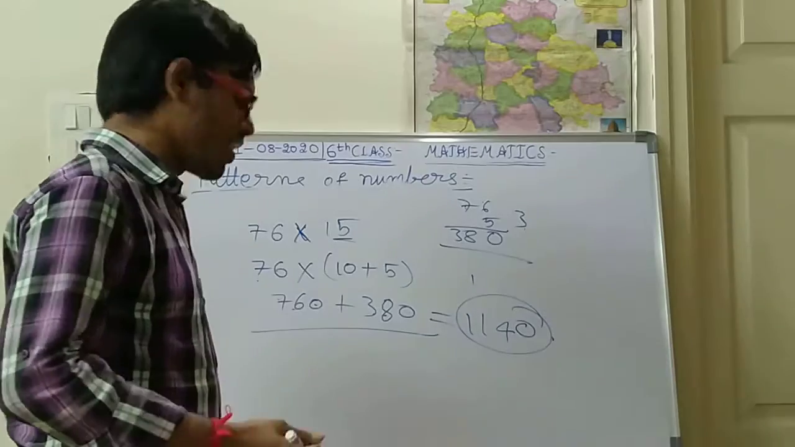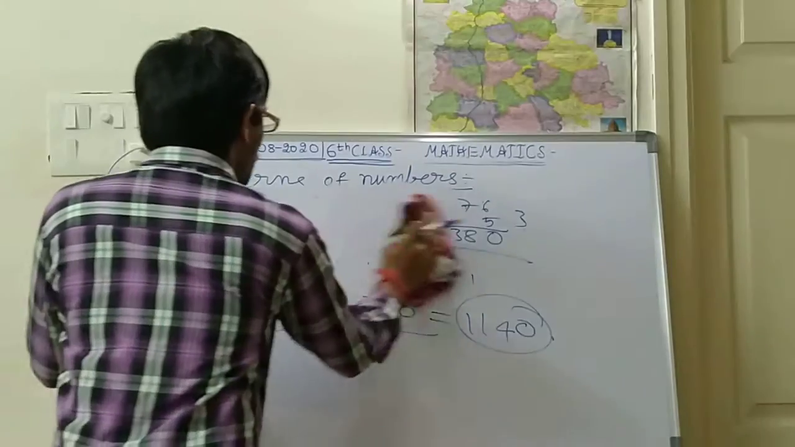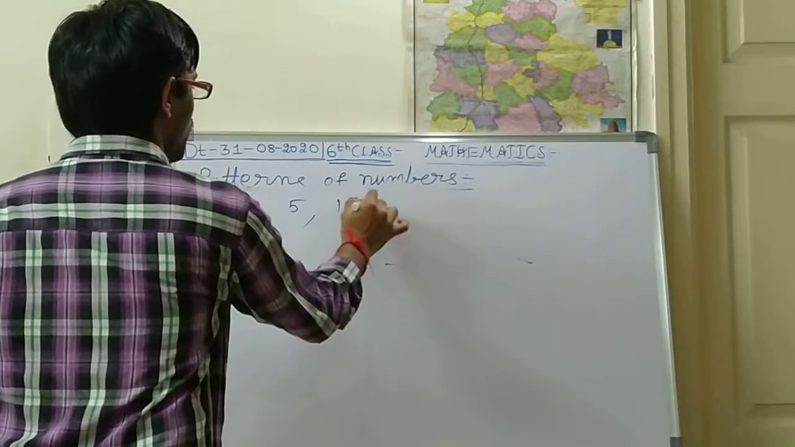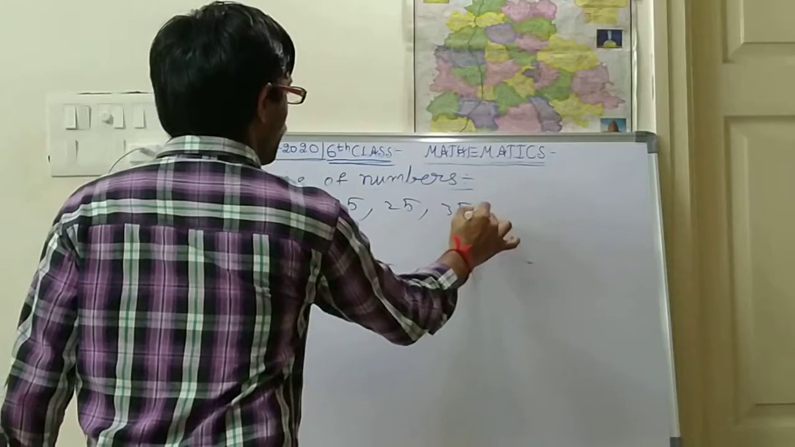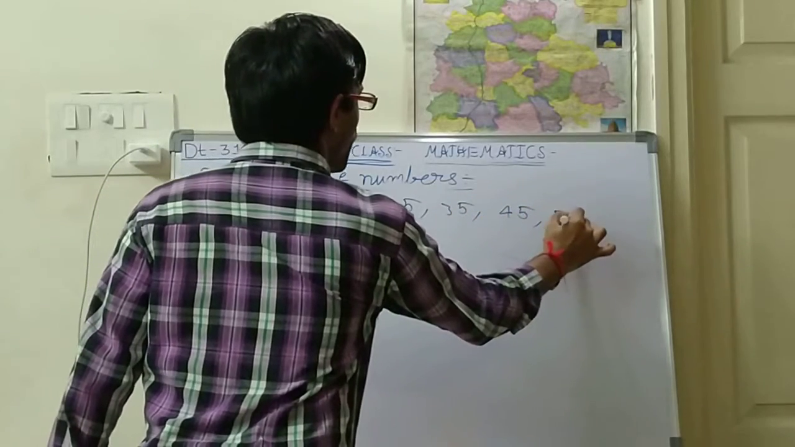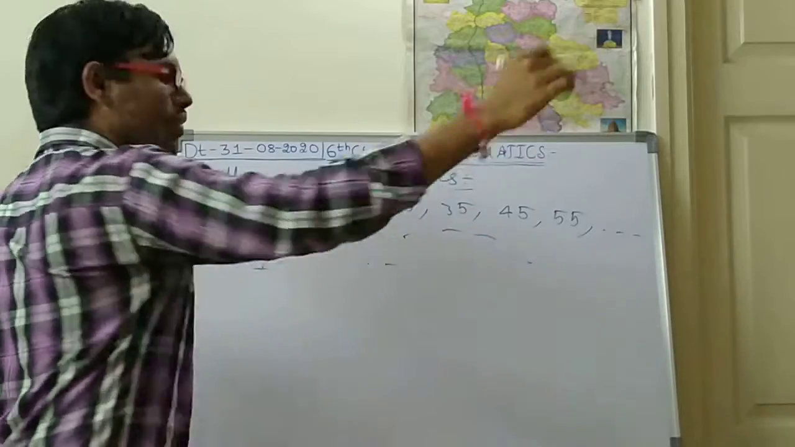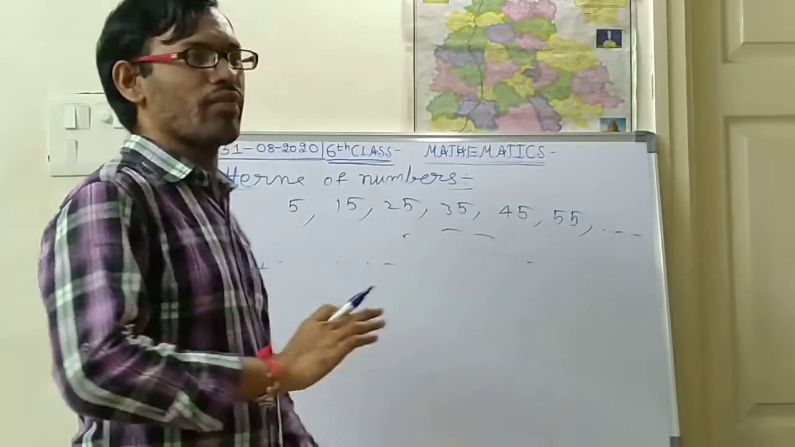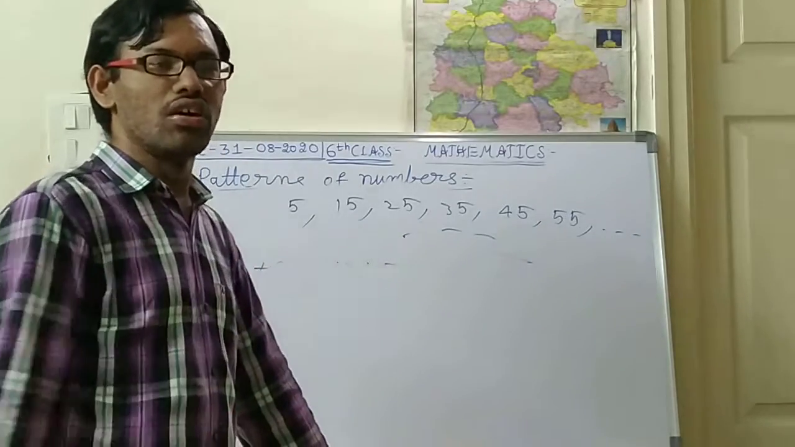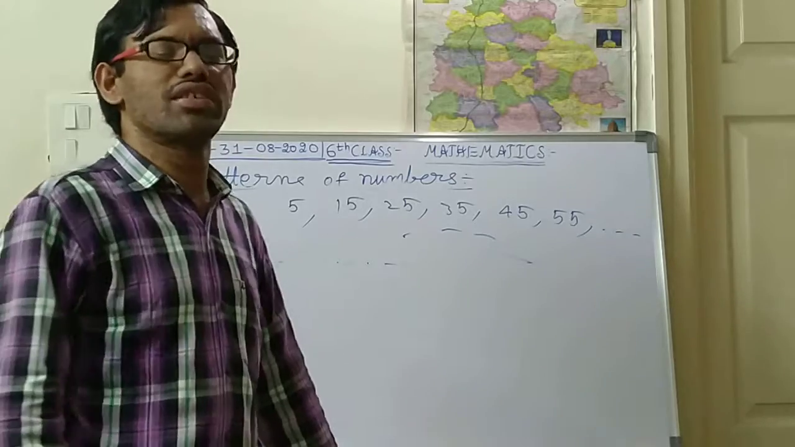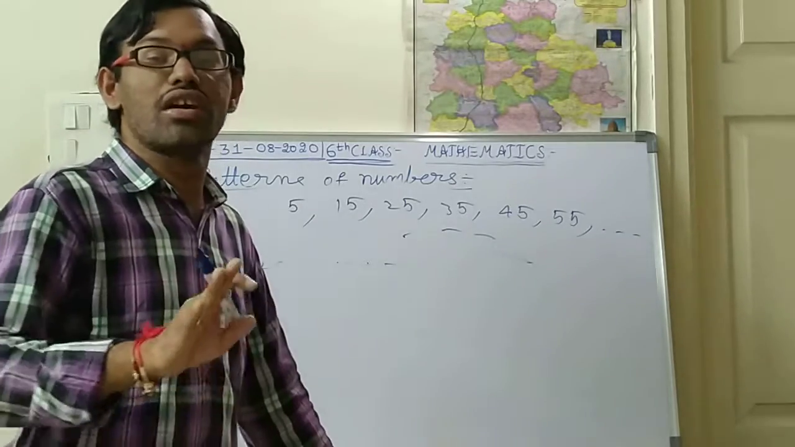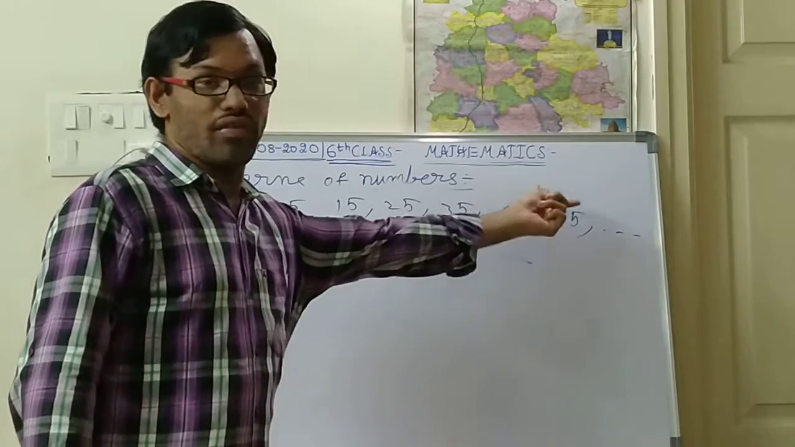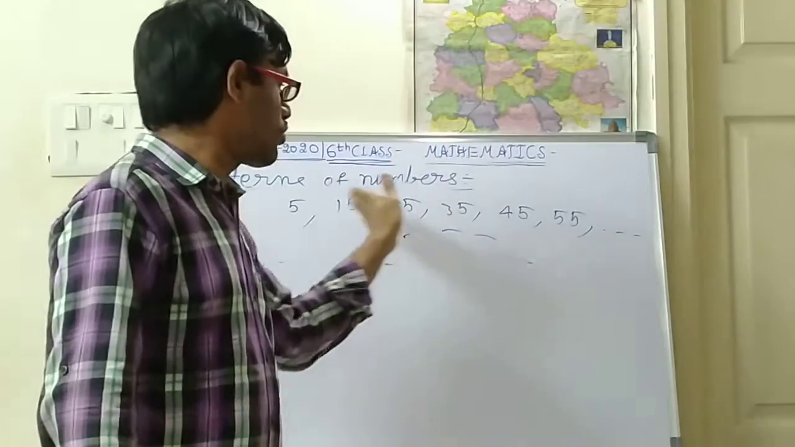Any number. So what are the numbers which are ending with 5? First 5 will be there. Next 15, next 25, next 35, 45, 55, and so on. The numbers will be continuing. This type of multiplication you can do very easily. Not all multiplications are hard and not all multiplications are very easy. So 5, 15, 25, 35, 45, 55. Like this you are supposed to go.